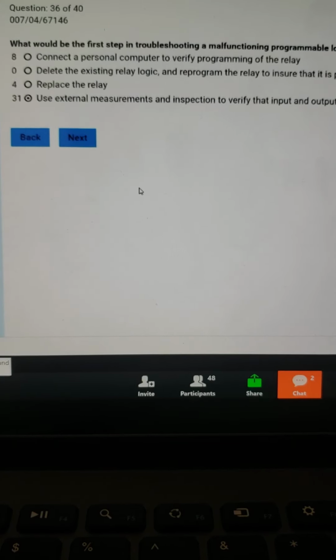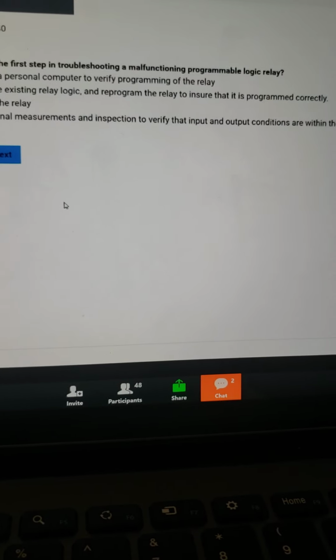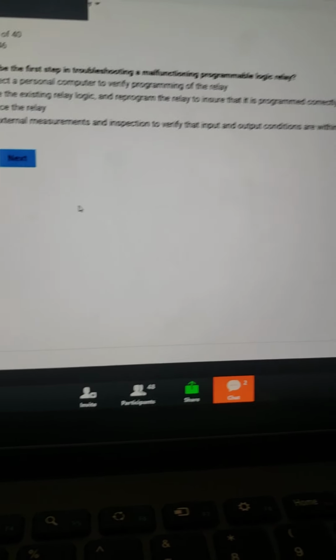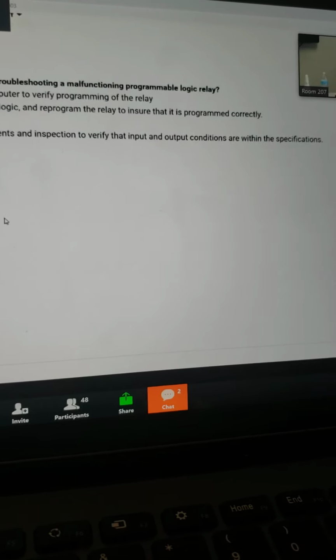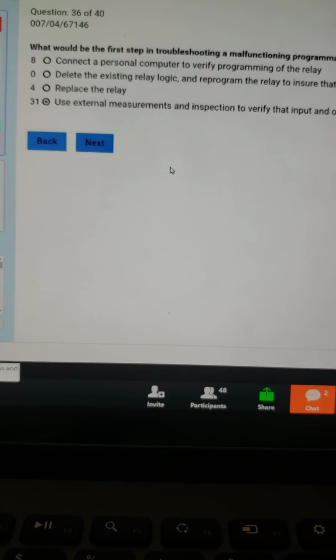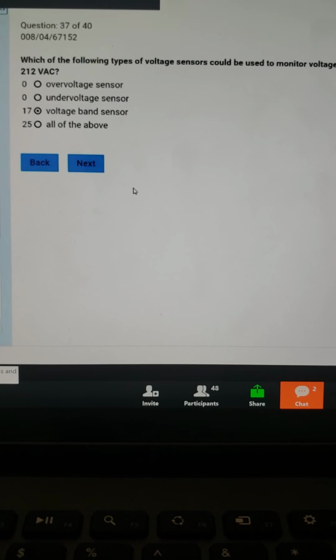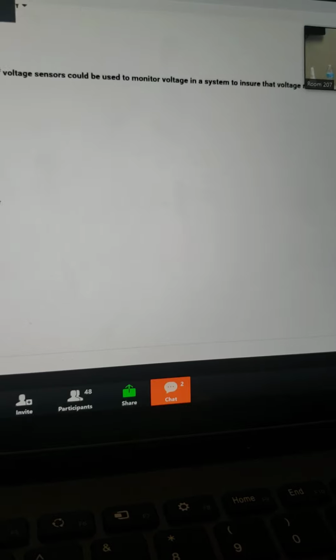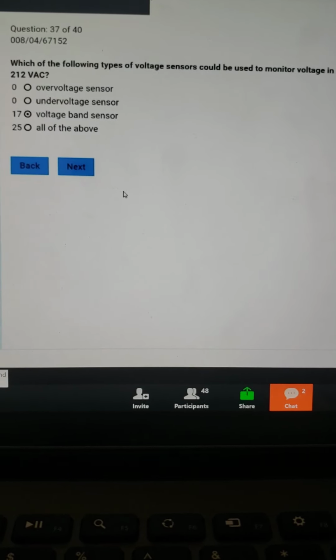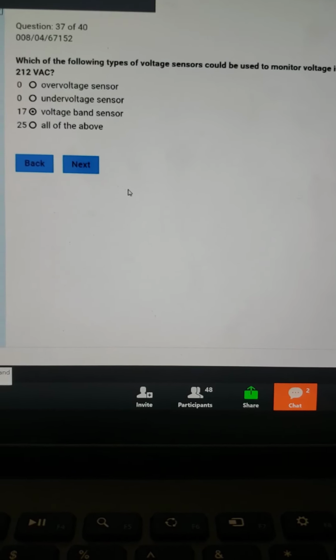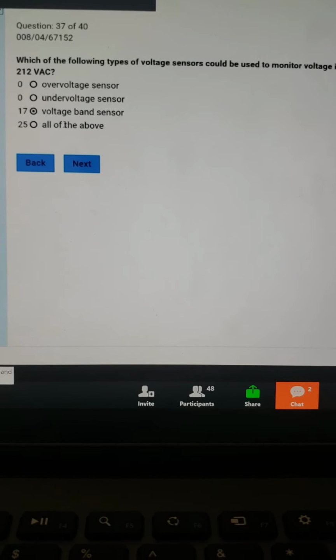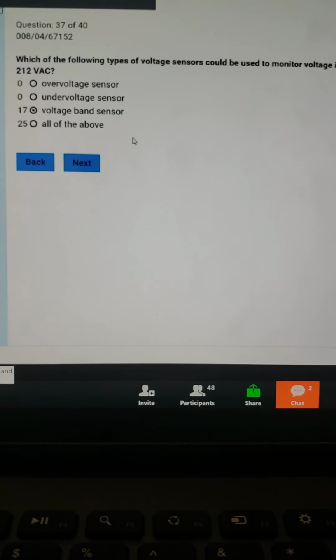What would be the first step in troubleshooting a malfunctioning programmable logic relay? Use external measurements and inspection to verify that input and output conditions are within the specs. Almost everyone got that one right. Which of the following types of voltage sensor could be used to monitor voltage in a system to ensure that voltage remains between 203 and 212? Let's see, voltage band sensor.